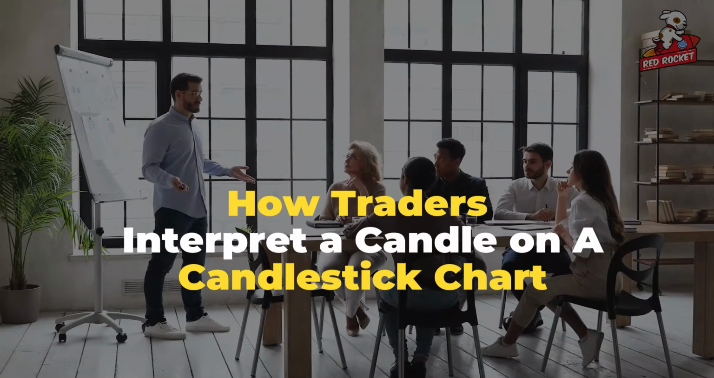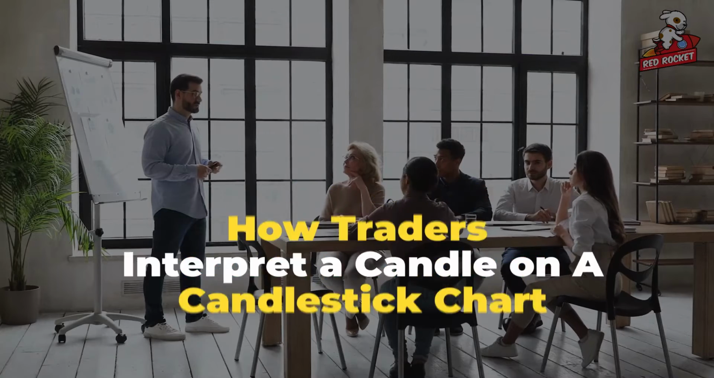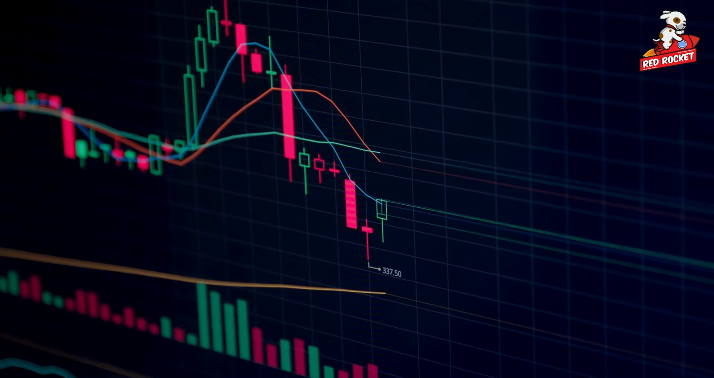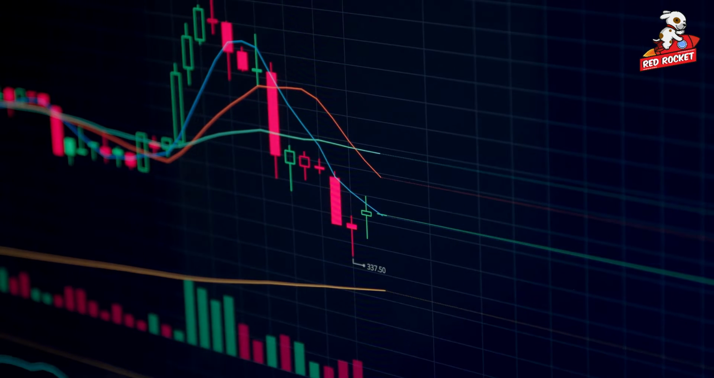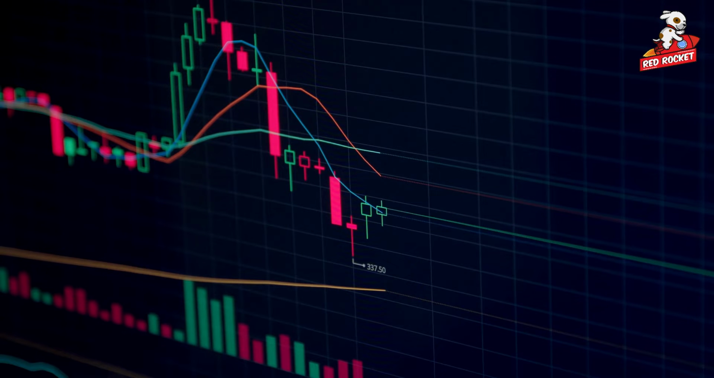How traders interpret a candle on a candlestick chart. To start using candlestick patterns when trading, you must first understand how to interpret candles in a chart. Typically, 3 points are used in creating a price candle: open, close, and wicks. In between, you have high, low, direction, and range. Here's what the different points mean when it comes to trading.